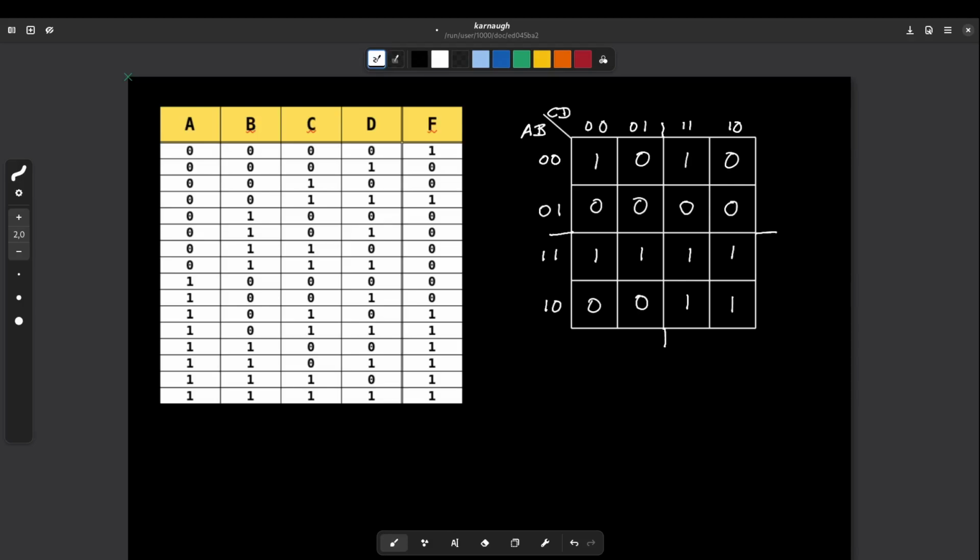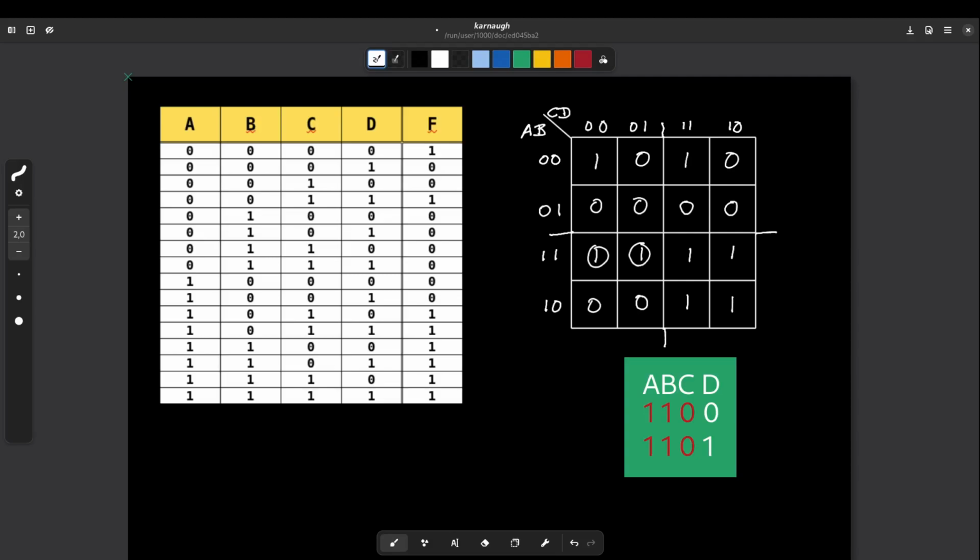So I have to group the combinations that are logically adjacent. I'm going to group them taking into account that I'm going to minimize the sum of products. So I'm going to take into account the ones in the table. Here I can see that I could group this with this because they are logically adjacent. Look, 1110, and the only value that changes between those two is D. So I could group this.